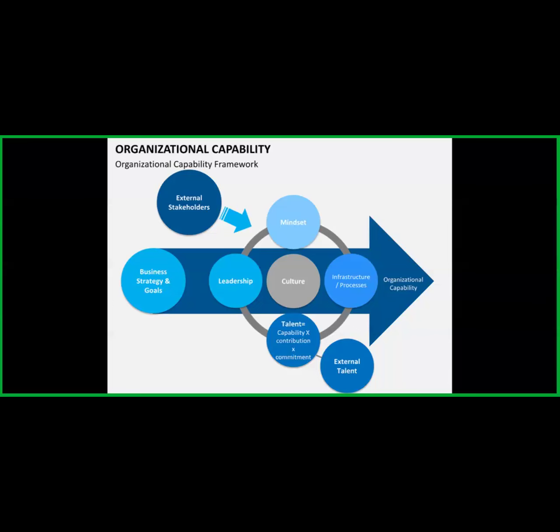External, we do not have major control over it. But external talent is connected: there is a connecting line between the circle which has talent, equal to capability into contribution into commitment, and the other circle which has written external talent. So if your internal talent is not very good, it is not compulsory for you to do that.